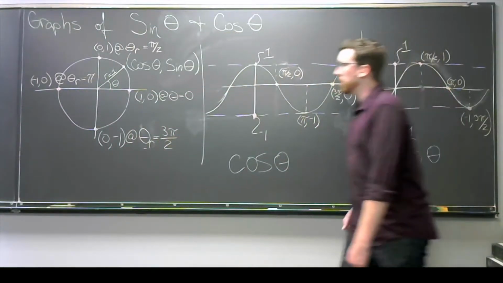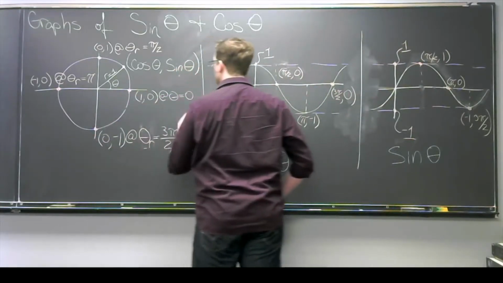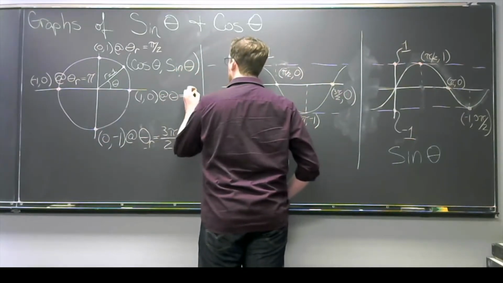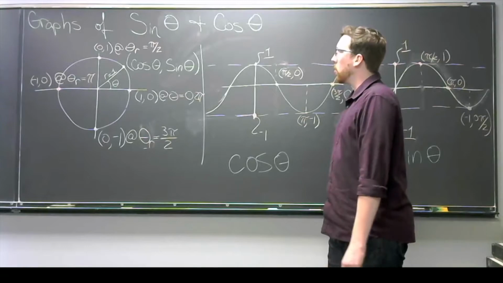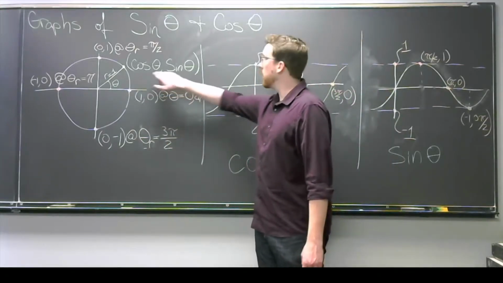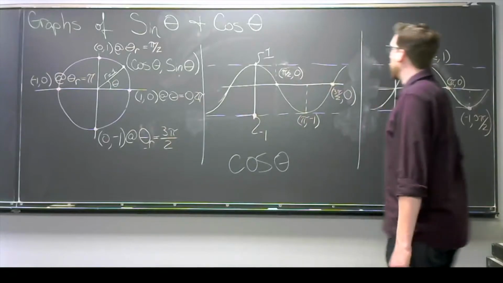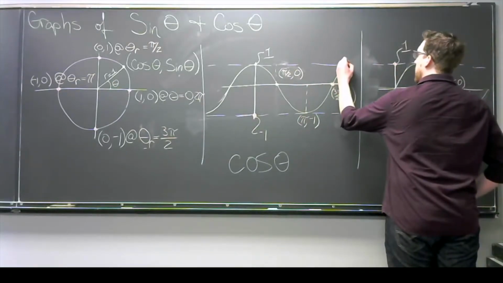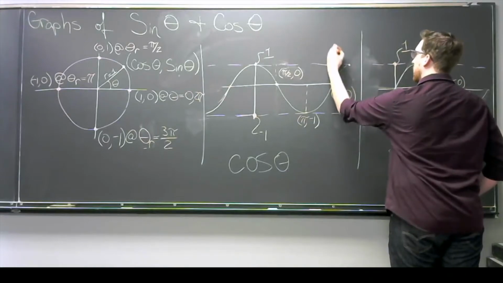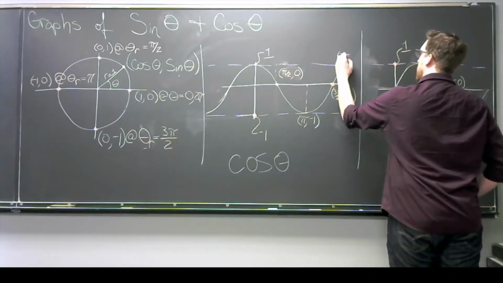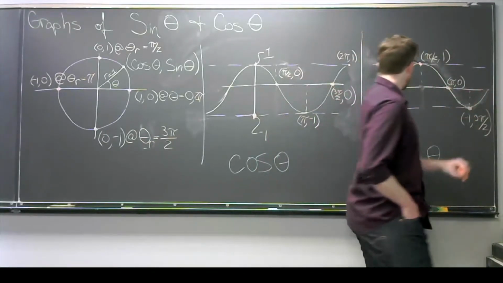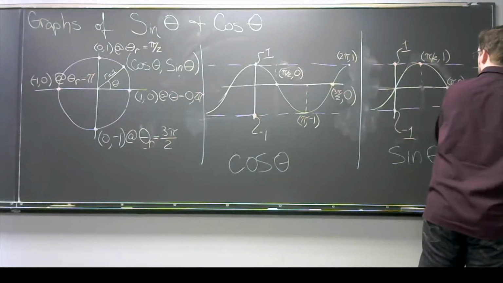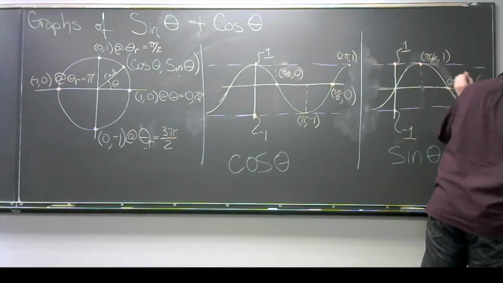And of course, if we go another pi over 2 radians, we end up right back where we started. So at 2 pi, our cosine will be 1 and our sine will be 0. Well, that's going to happen right about here. 2 pi, comma, 1. And that's going to happen right about here. 2 pi, comma, 0.